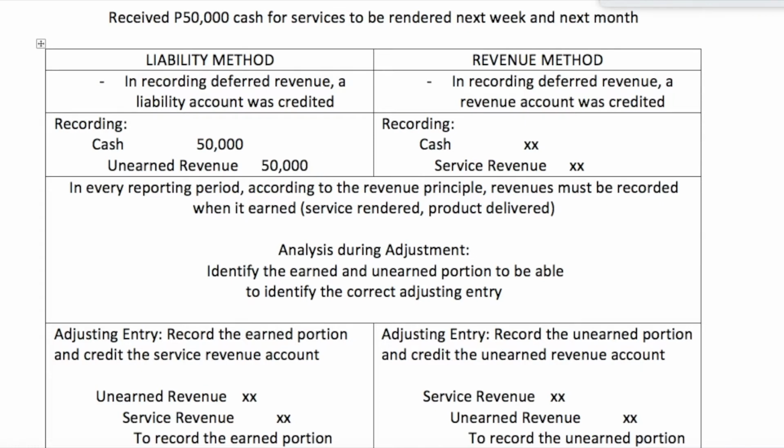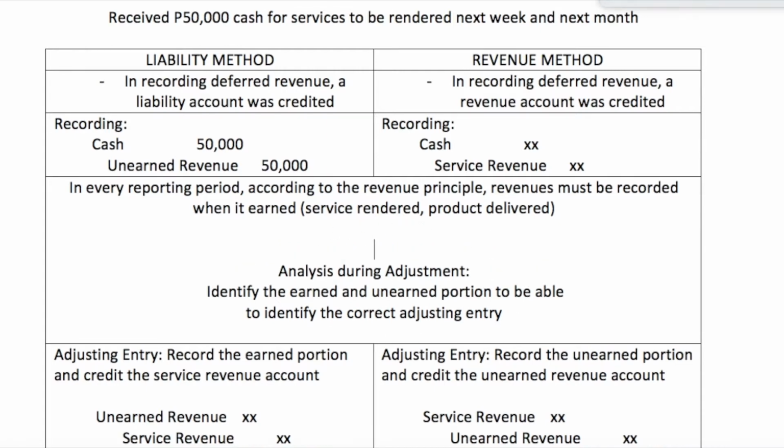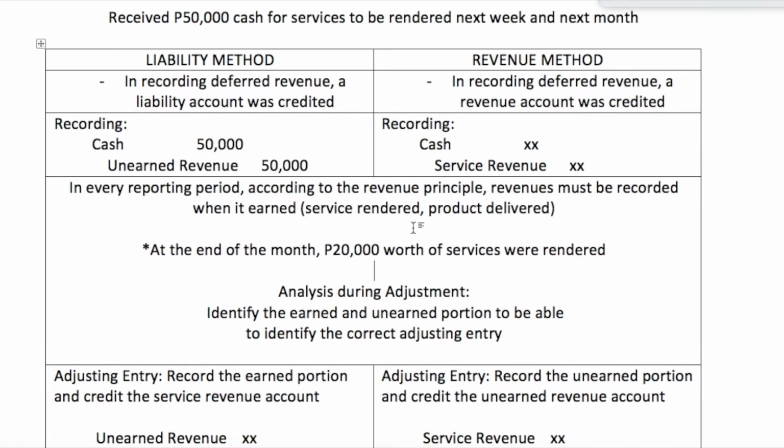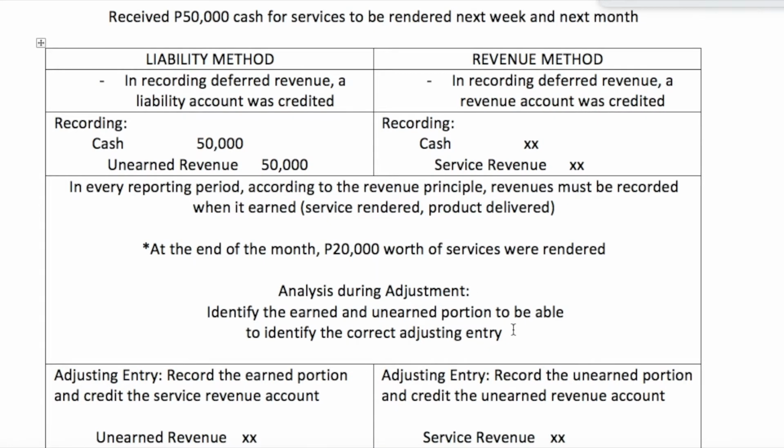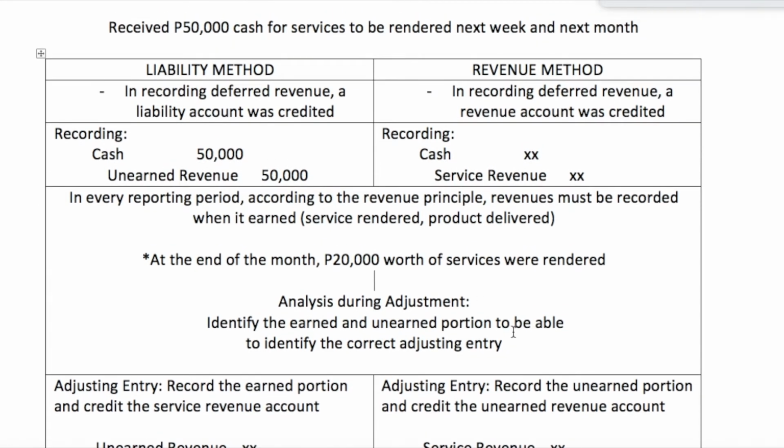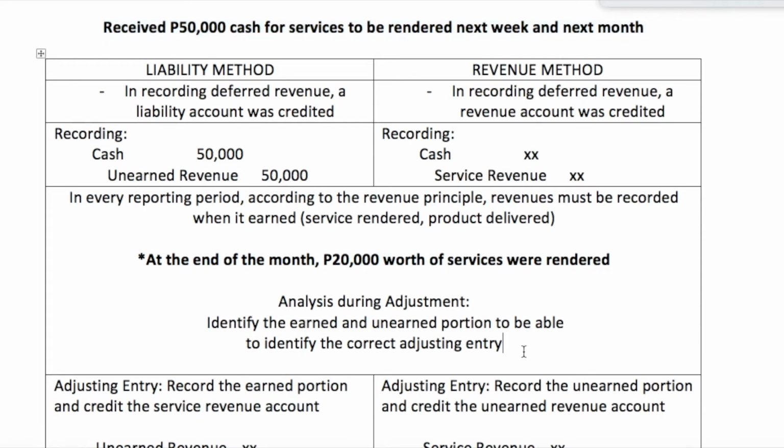Okay, now let's say at the end of the period, this would now be the adjustment. So the problem would be at the end of the month, let's say 20,000 worth of services were rendered. Meaning by the end of the month, we were able to render the service worth 20,000. Okay, so what is now the technique? So what would now be our analysis?